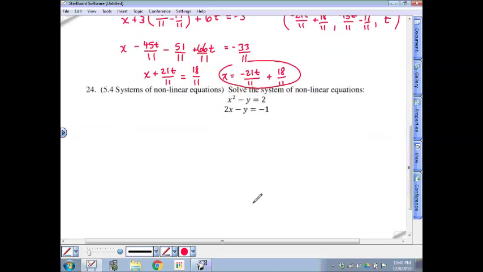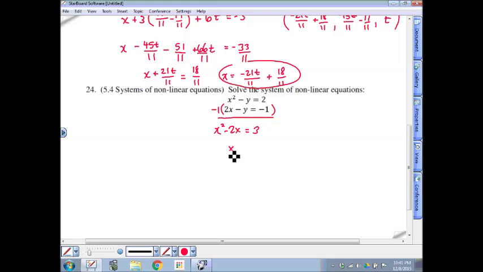Okay, question 24 is solving a nonlinear system of equations. Notice here that we can eliminate the y variable if we multiply the bottom equation by negative 1. That makes this a plus y and a plus 1. So the problem is you can't really combine an x squared and a 2x into a single term, so you've got to keep them as separate. X squared minus 2x. The y's are going to cancel. Negative 1 times negative 1 is 1. 1 plus 2 is 3.